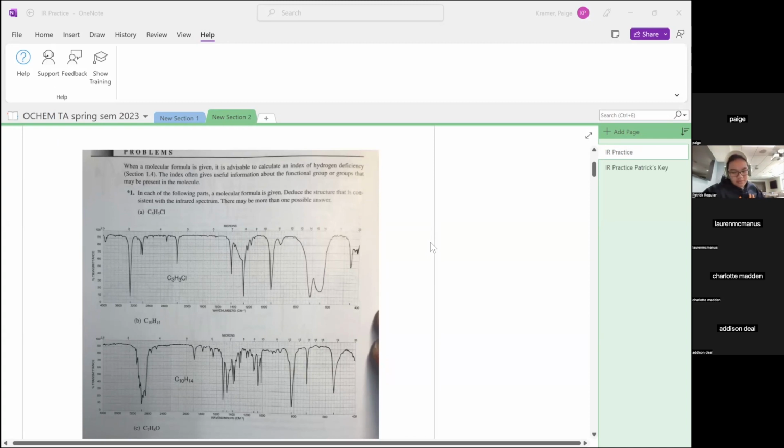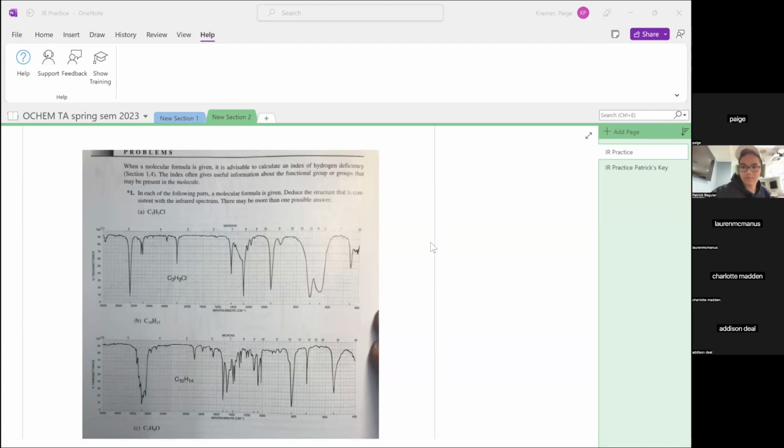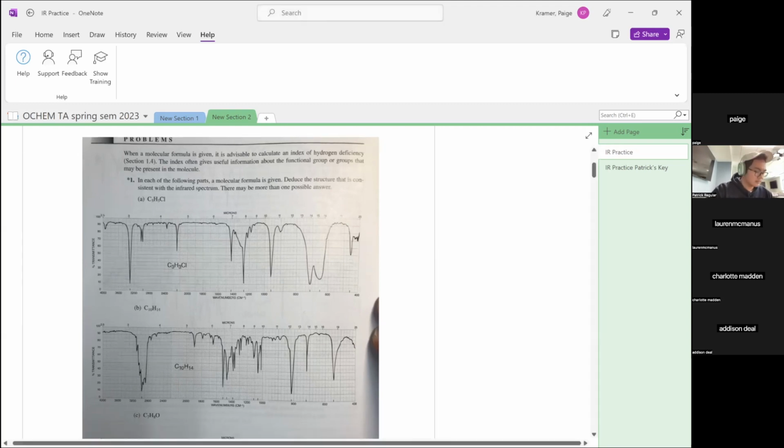When we get to combined spec, which you guys don't know what that is yet, Dr. Berg mentioned NMR at the end of the last lecture. There are two different types of NMR: carbon NMR and proton NMR. We're going to be using that in combination with our IR, and that'll make it a lot easier to deduce what structure you have.